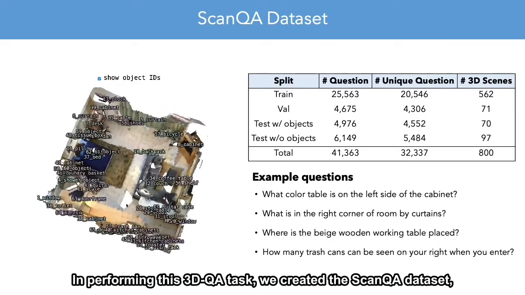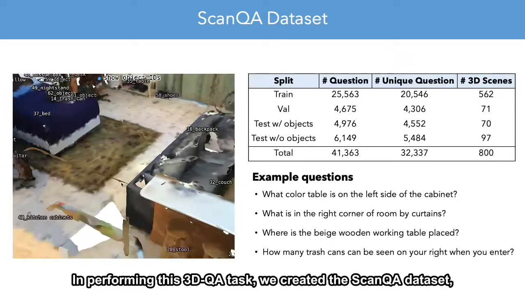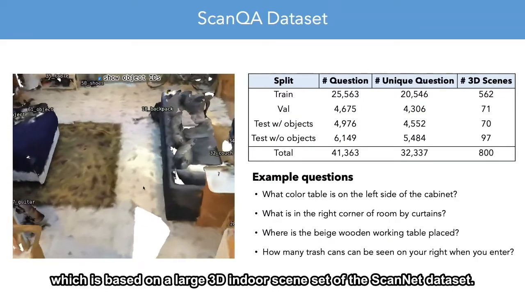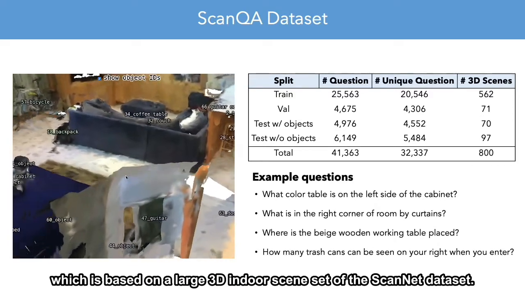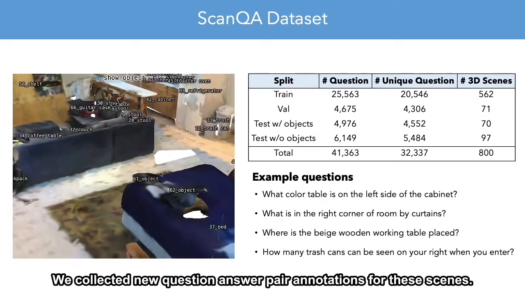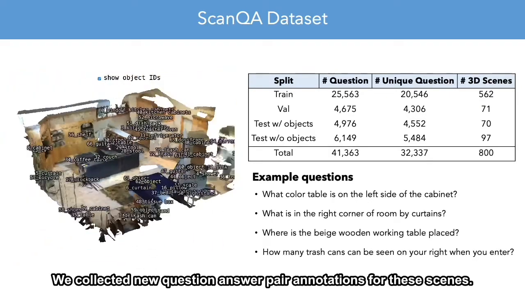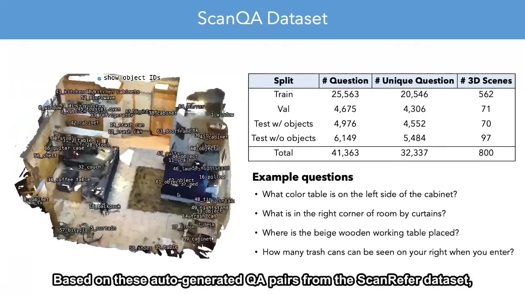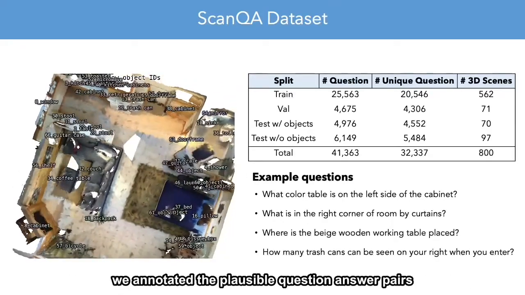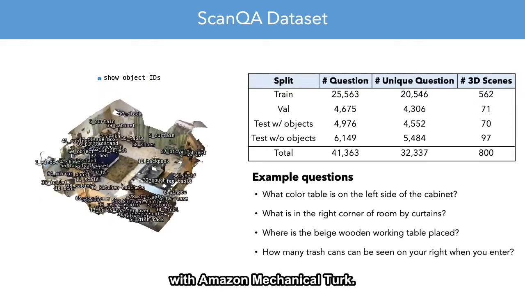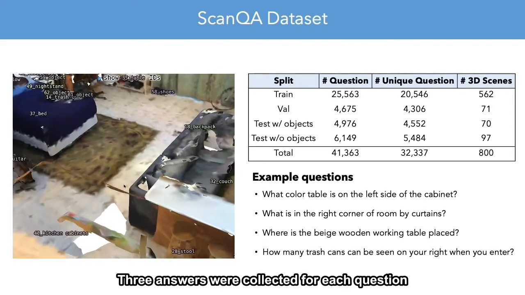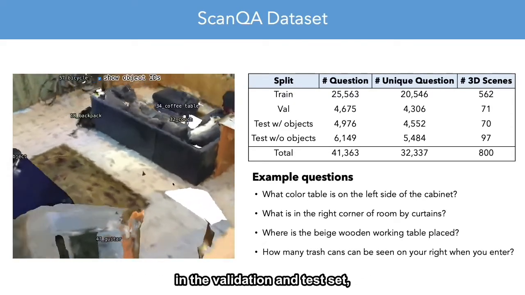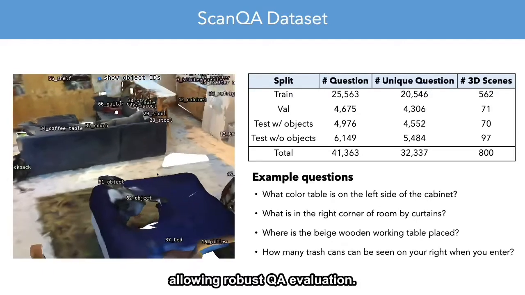In performing this 3D QA task, we created the ScanQA dataset, which is based on a large 3D indoor scene set of the ScanNet dataset. We collected new question-answer pair annotations for these scenes. Based on these auto-generated QA pairs from the ScanRefer dataset, we annotated the plausible question-answer pairs with Amazon Mechanical Turk. 3 answers were collected for each question in the validation and test sets, allowing robust QA evaluation.